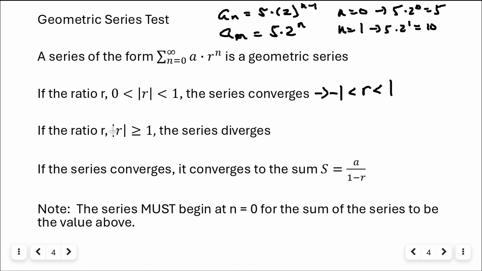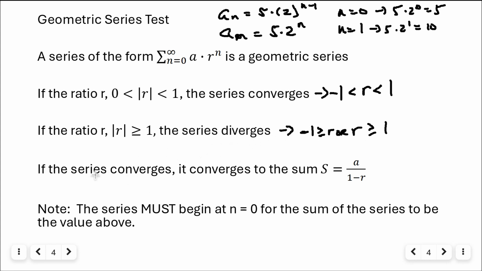If the absolute value of the ratio r is greater than or equal to 1, then the series diverges. All right. So that would mean that if r is greater than or equal to 1, or r is less than or equal to -1, then the series diverges. Okay?